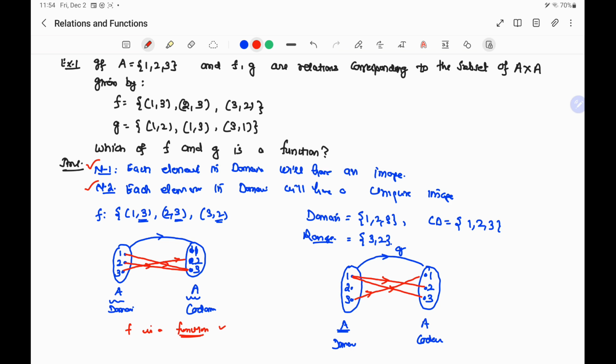Here we see that 1 in the domain does not have the unique image, but it has two images, 2 and 3. So it is not a function. Again, the element 2 has no image. So we can say g is not a function because 2 has no image and also 1 is not having the unique image.